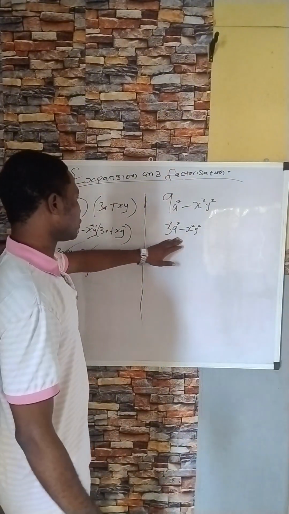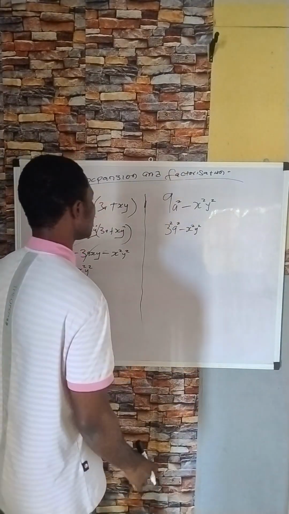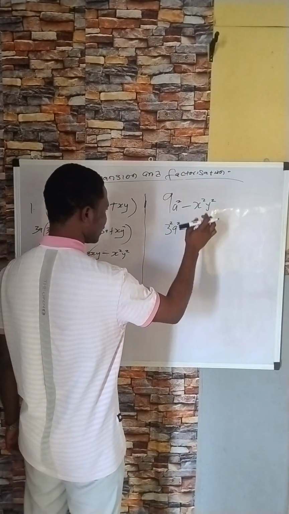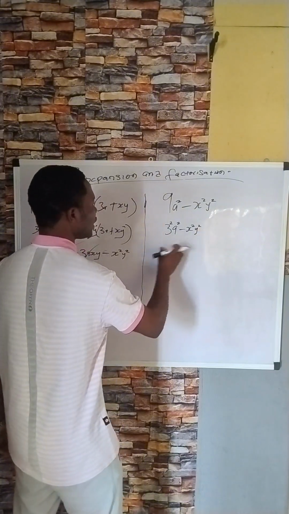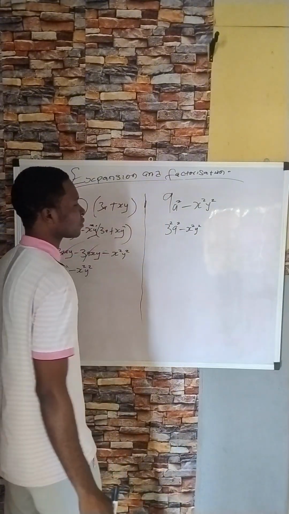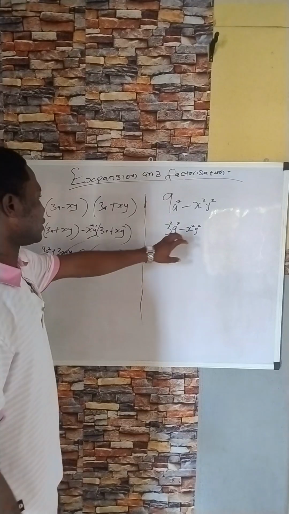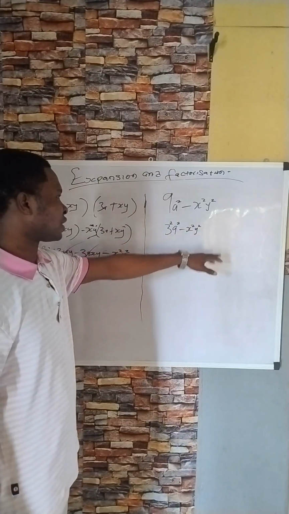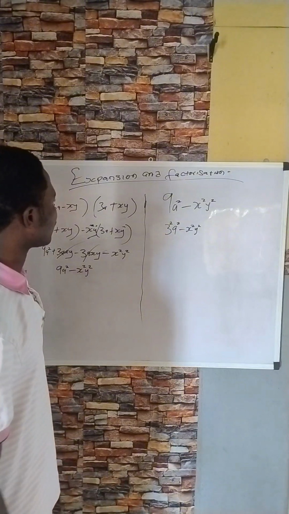So how do we do this difference of squares? This means 3 times 3, a times a, x times x, and y times y. Let's put this into two brackets, and then add the negative and the positive sign. And that will be our simplest form.